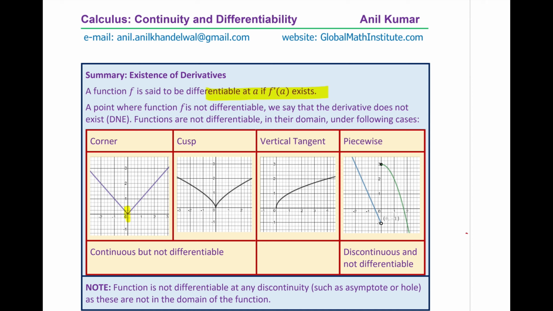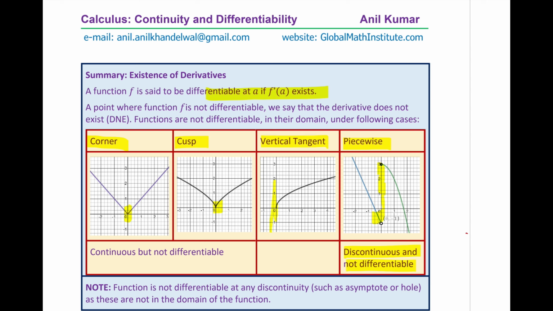So that is a corner. If you have a corner on the graph, it is not differentiable at that particular point. Or if you have a cusp as shown here. A vertical tangent, in this particular case at the origin, we have a vertical tangent. If you have a piecewise function which has a discontinuity, in that case it is not differentiable. So these are many different cases in which the function will not be differentiable.